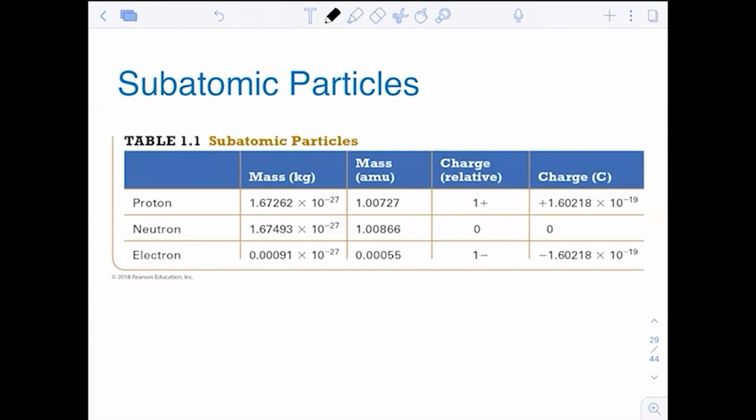We're going to define some elements next class. We'll talk about isotopes, and we'll do some math with some calculations.